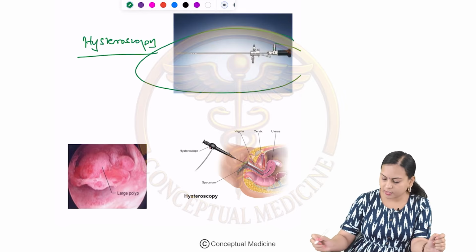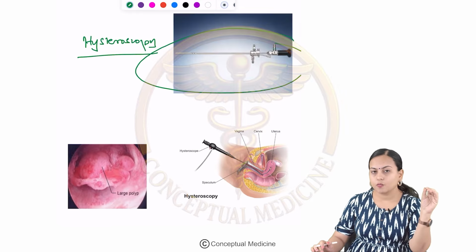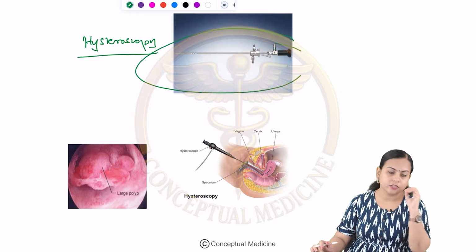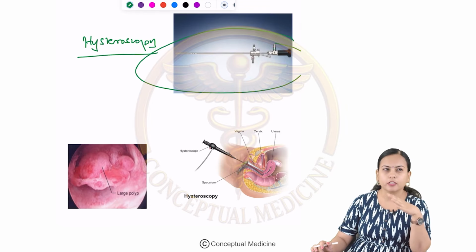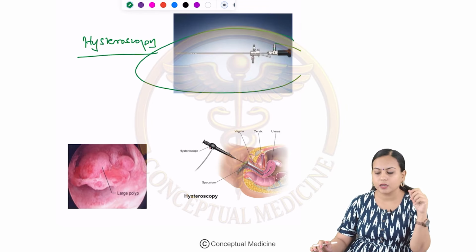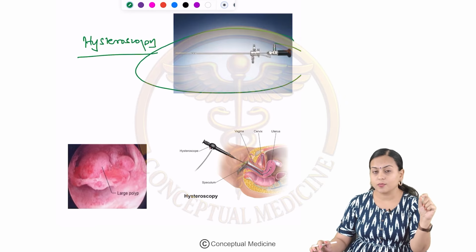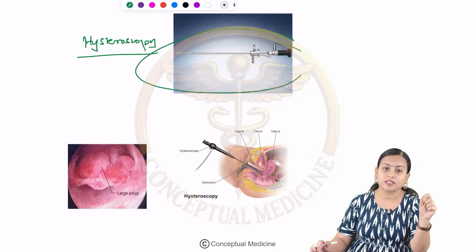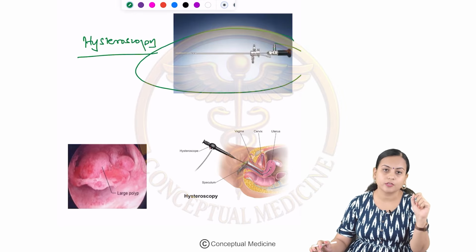Hysteroscopy we are going to discuss. A hysteroscope is an instrument which will be introduced through the vagina, a natural orifice itself, and you will be able to visualize the endometrium and any pathology related to the endometrium.